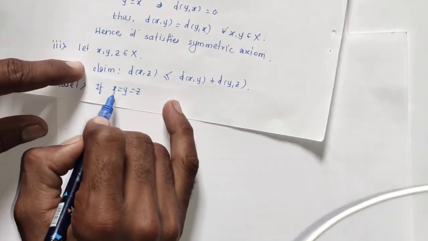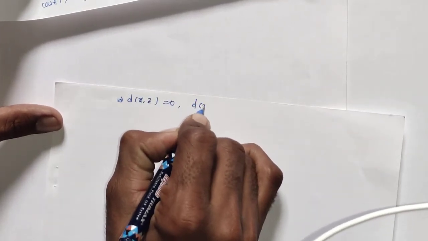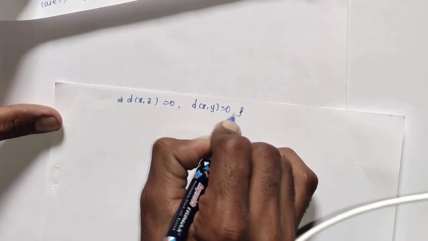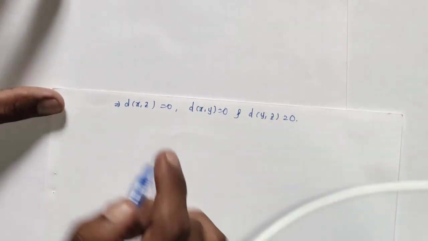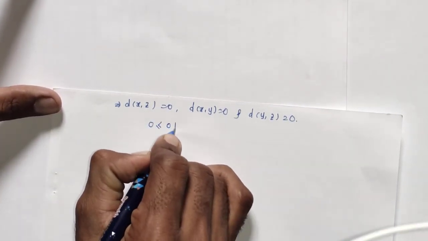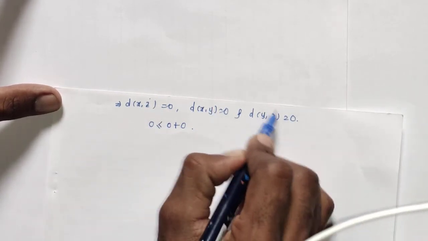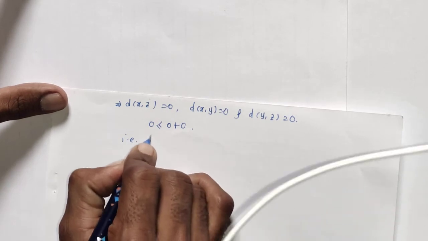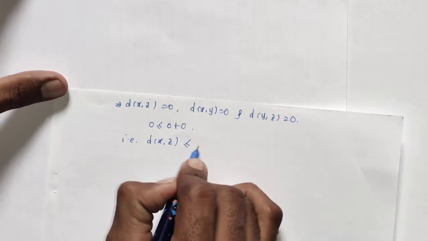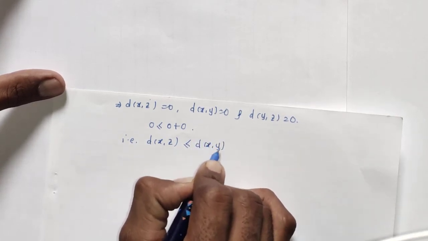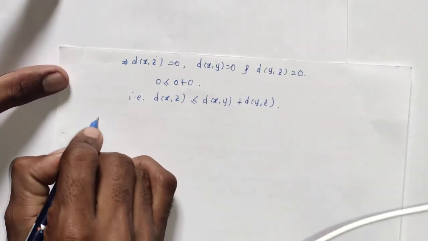X is equal to y is equal to z means x is equal to z, and if x is equal to z, then distance of xz is equal to 0. Distance of xy is again equal to 0, and distance of yz is again equal to 0. And clearly 0 is less than or equal to 0 plus 0. That is, distance of xz is less than or equal to distance of xy plus distance of yz.